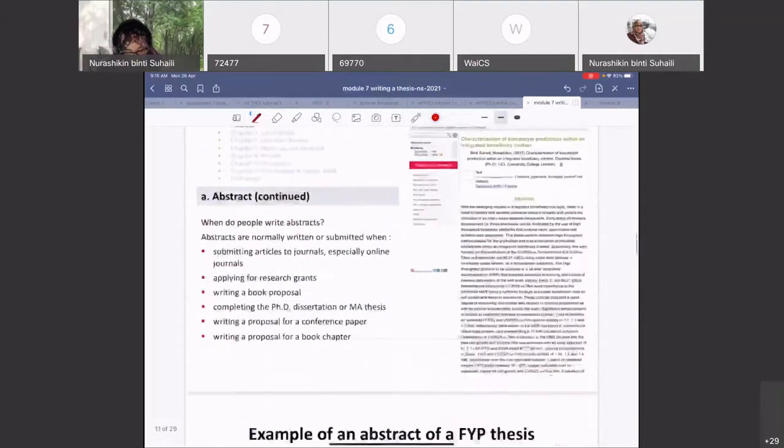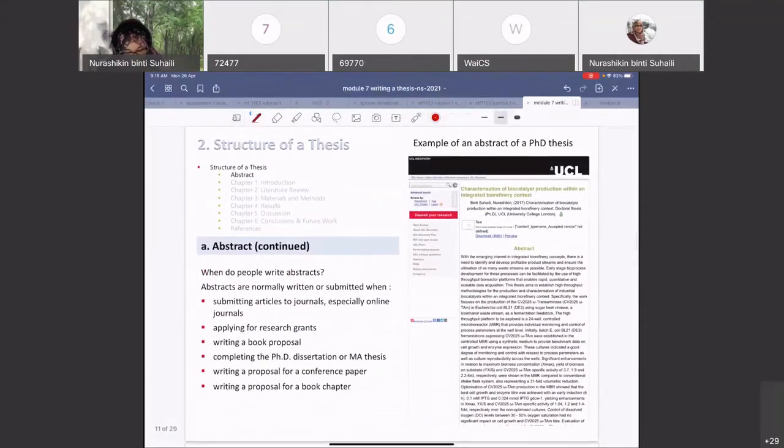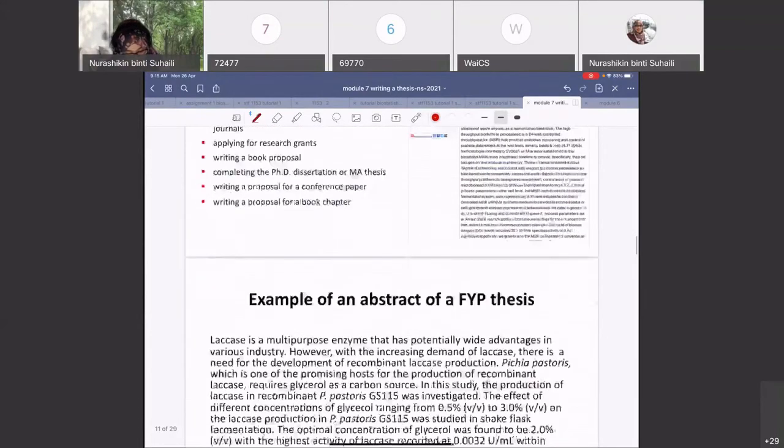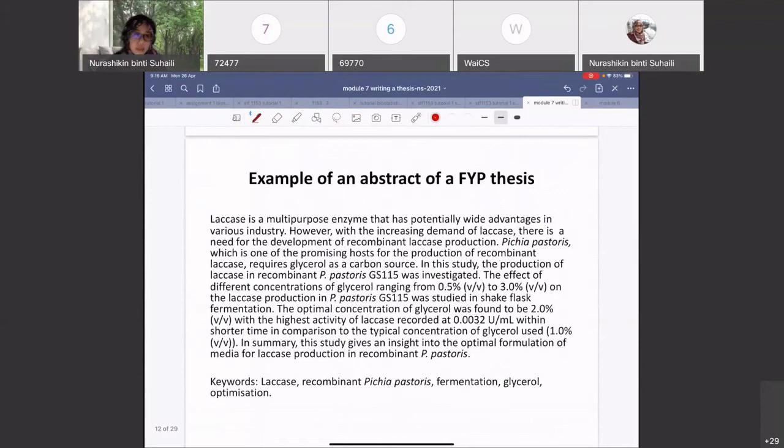Okay, so this one is an example of an abstract for a PhD thesis. I don't want to focus on that, so let's focus on the FYP, which is much simpler and suitable for your context later. Okay, let's have a look at what the important points are here. So what I meant by background, brief method. So see, the first sentence, if you see here: Laccase is a multi-purpose enzyme that has potentially wide advantages in various industries.